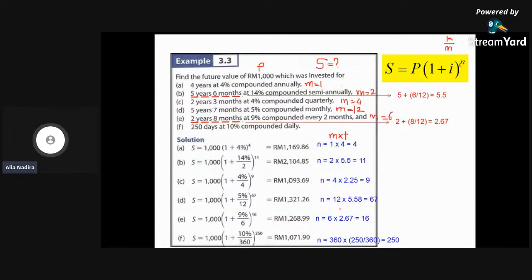Okay, you have to be familiar. If they say compounded semi-annual, oh you know M is 2. Compounded daily, oh M is 360. So all this must be in your head. Okay, so if weekly, M is 52.